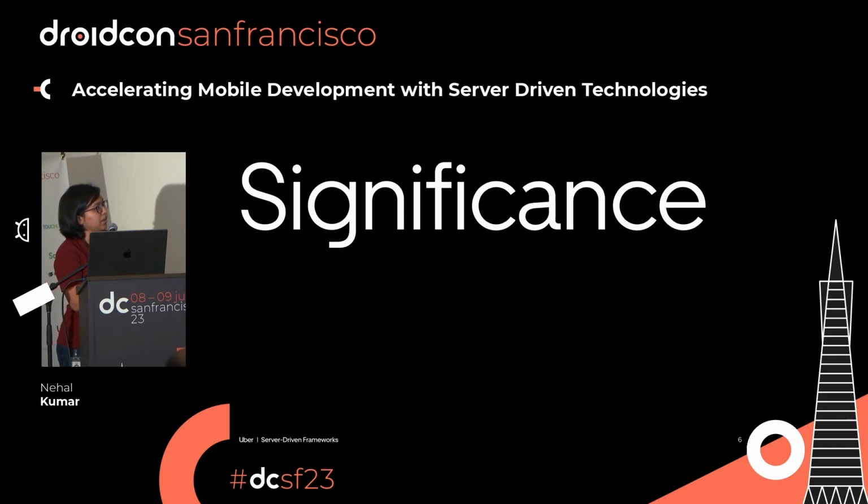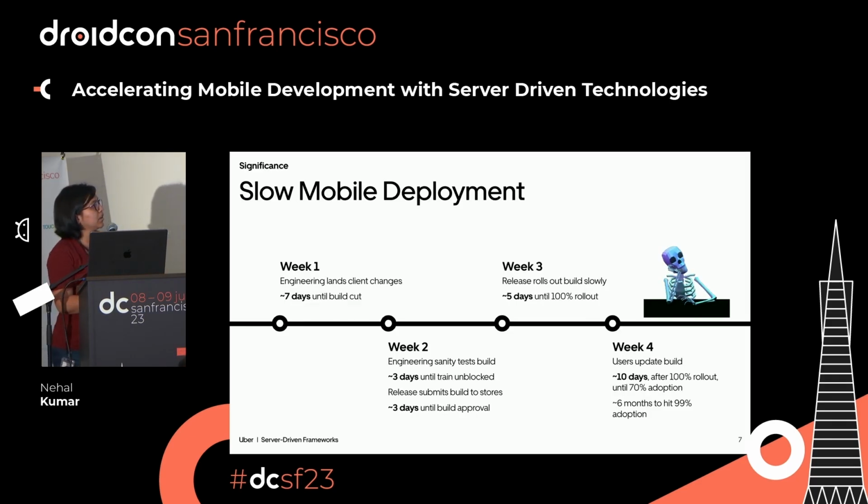Before we move on to understanding what the server-driven frameworks at Uber is and what it does, let's first talk about why we should even think about server-driven in the first place. What is not really working with the current method of mobile development? This slide specifically has a lot of details, but the highlight is that mobile deployment is particularly slow. And it takes almost 4 weeks to be able to land our changes onto the Play Store. And this is just about landing the changes. We then have to wait for users to actually update the app, which can take anywhere from 2 weeks to almost 6 weeks, 2 months to almost 6 months for 99% adoption.